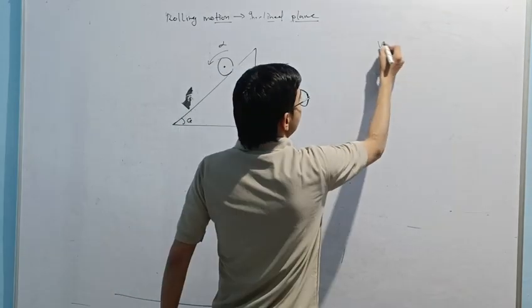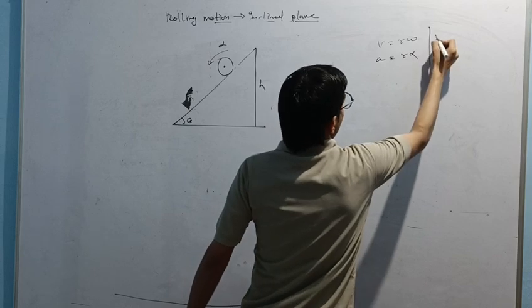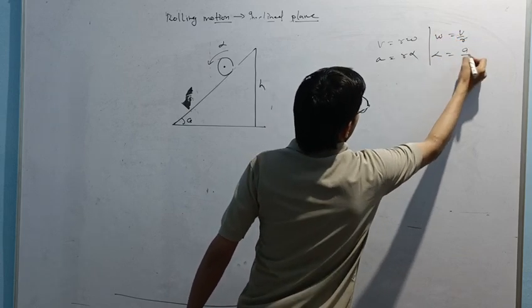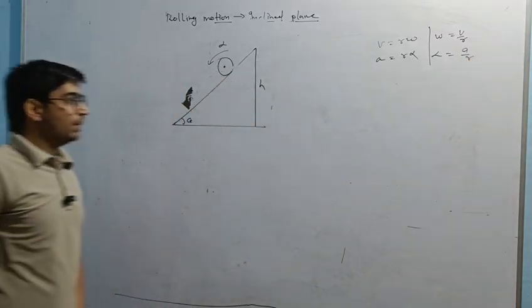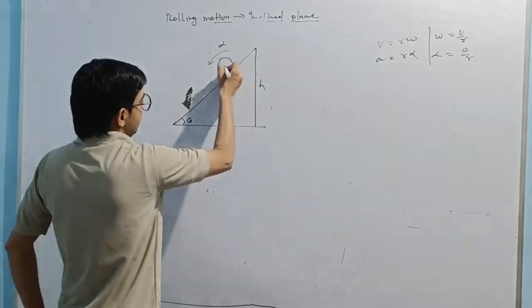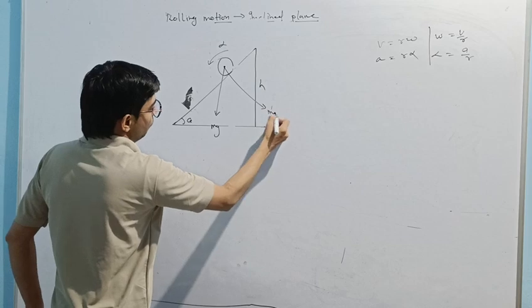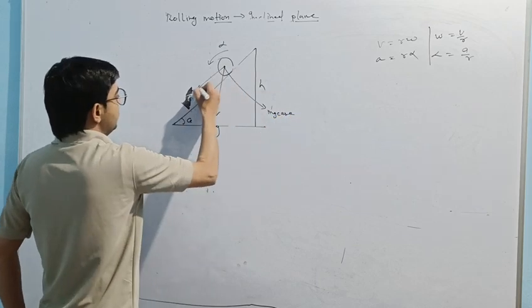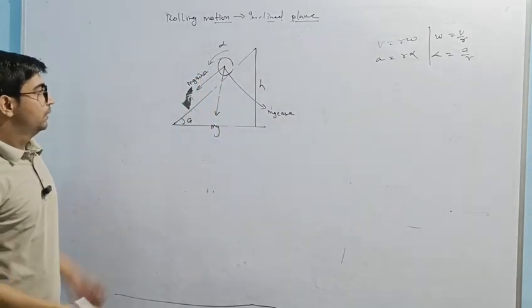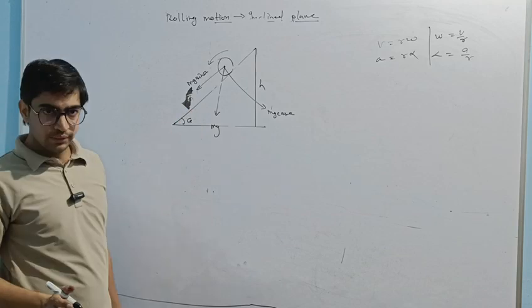We have v is equal to r omega, a is equal to r alpha, omega is equal to v upon r, alpha is equal to a upon r. You need to memorize these formulas also. So this is m into g, this is mg cos theta, this is mg sin theta, right? So this object will roll like this. This is a rough surface.